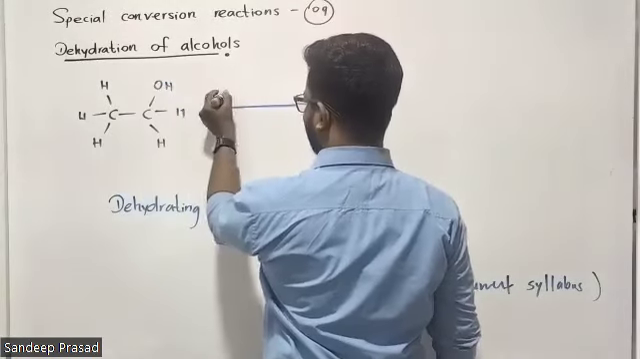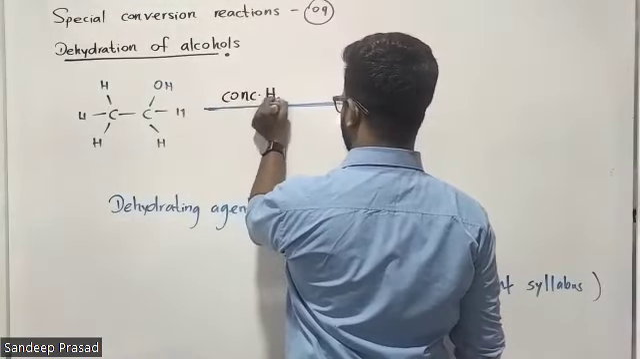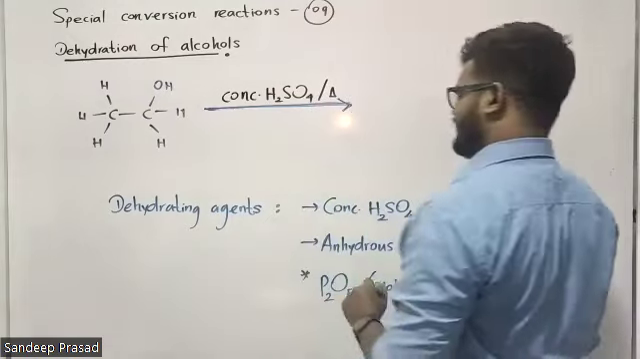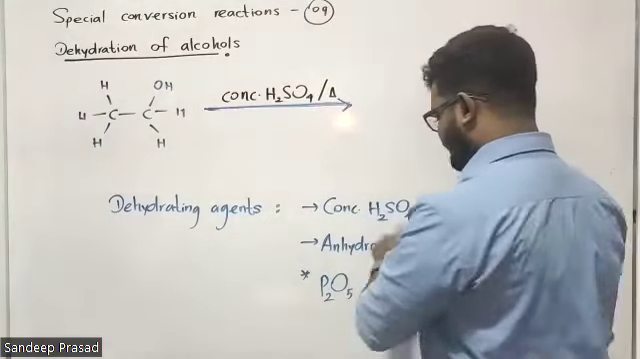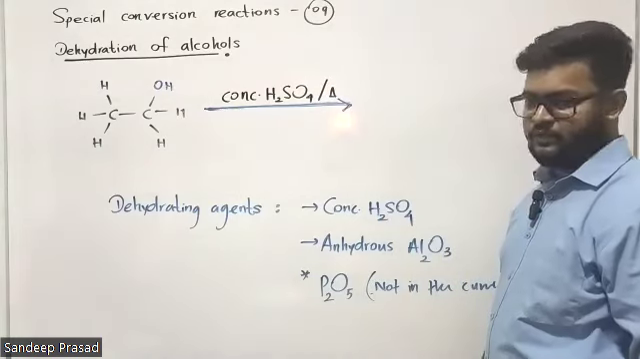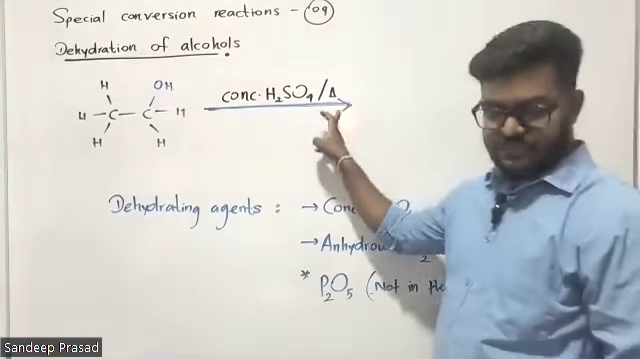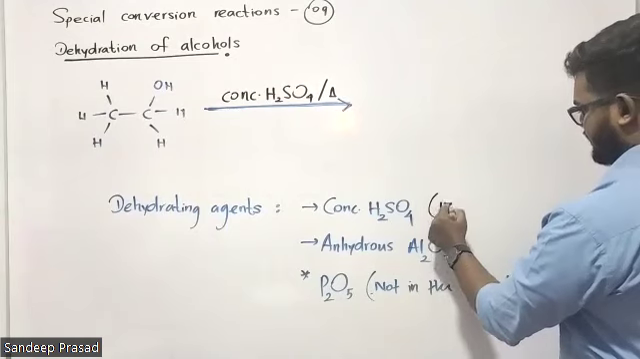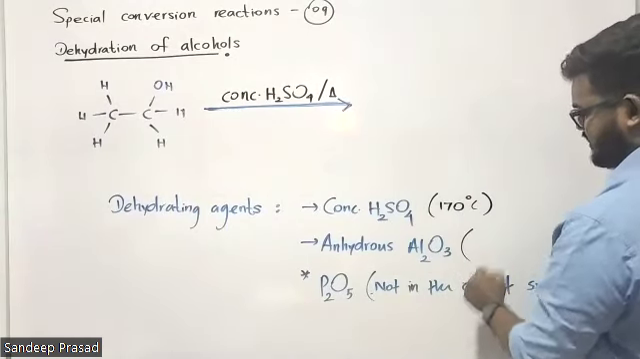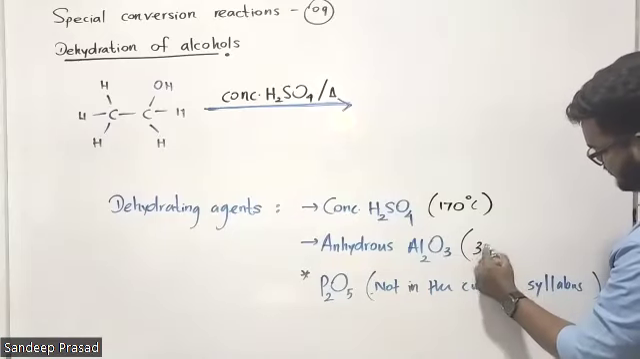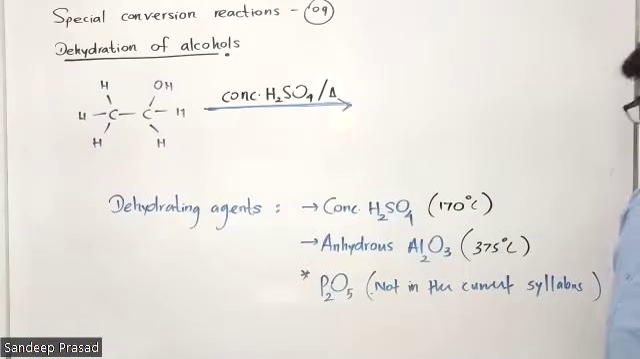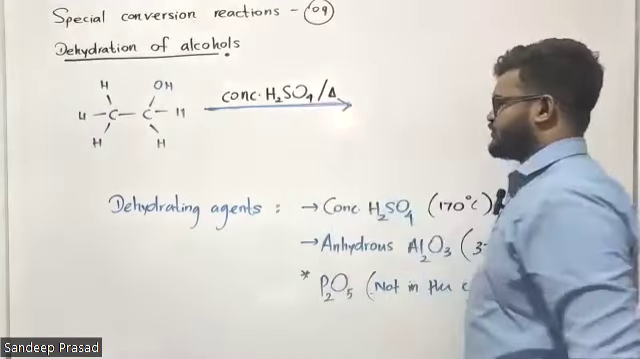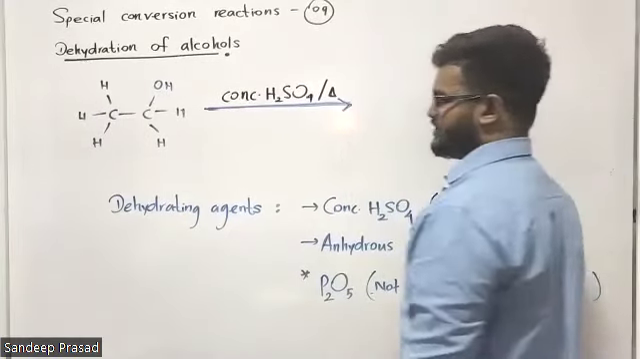So remember, when we add a dehydrating agent like concentrated sulfuric acid, we have to heat it. Not only addition of a dehydrating agent, we have to heat it. Even after adding anhydrous alumina, we have to heat it. In the syllabus, they gave the temperature also. With concentrated sulfuric acid, we use 170 degrees Celsius, and with alumina, we use 375 degrees Celsius. But in your resource book, now they have given only heat, so using this symbol is enough. No need to mention the temperature.